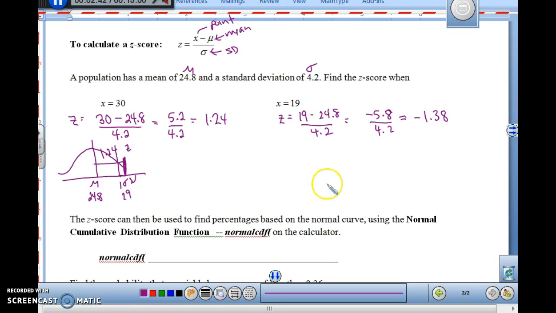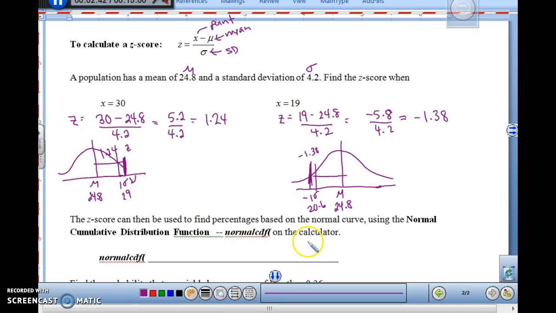Now since it's negative, it's going to be on the opposite side of the mean. This is going to be my mean of 24.8. Minus 1 standard deviation from 24.8 is 20.6. Now 19 actually falls right here, which is going to be minus 1.38 standard deviations. So that's what a z-score is when you're doing these.